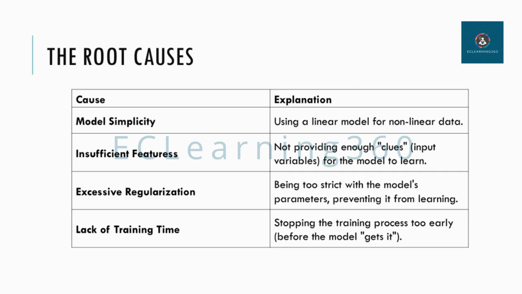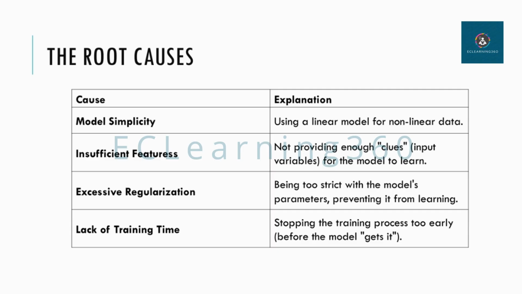Next, insufficient features. If we don't provide enough relevant input variables, the model doesn't have enough clues to learn from, which hampers its performance. Think of it as trying to solve a puzzle with missing pieces. Then, we have excessive regularization. While regularization is meant to prevent overfitting, if we're too strict with it, the model can become too constrained and fail to learn important patterns.